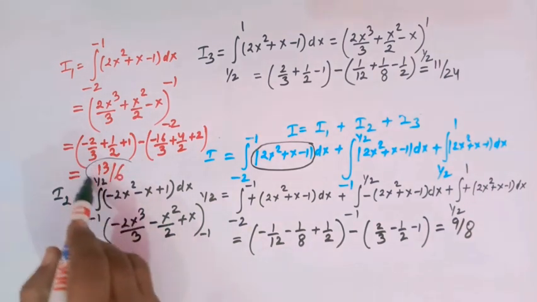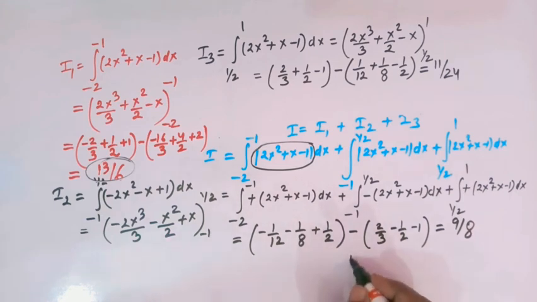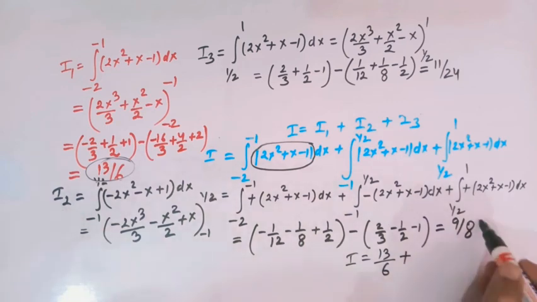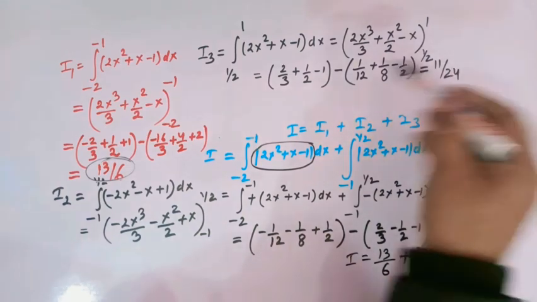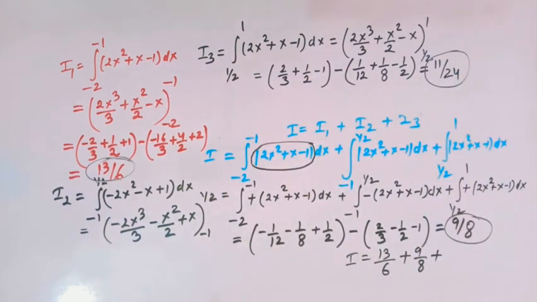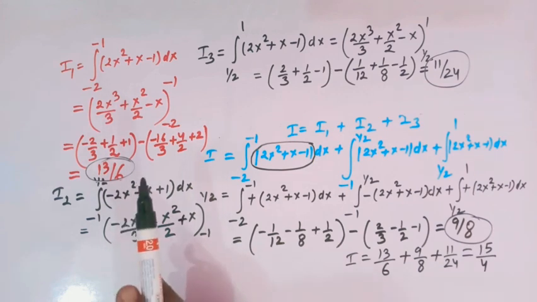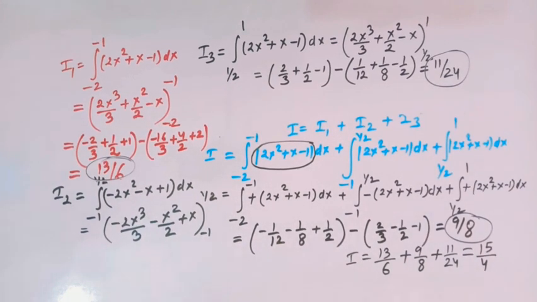So the value of I1 is 13 over 6, the value of I2 is 9 over 8, and the value of I3 is 11 over 24, right? And if we take the LCM and take the sum of these three fractions, we simply get 15 over 4, right? So the given integral is equal to 15 over 4.